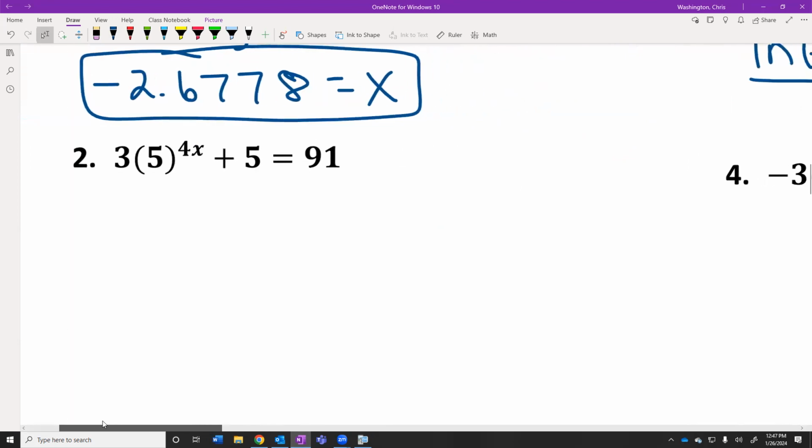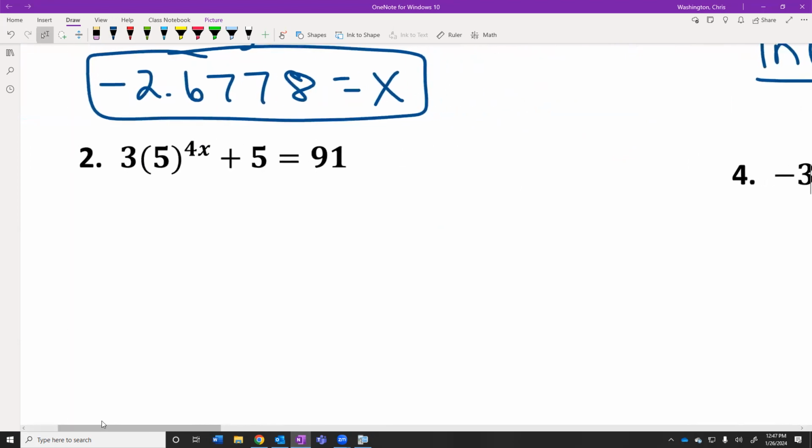All right, 2 more. Number 2, we have 3 times 5 raised to the 4x plus 5. Our first goal is to get the exponential by itself. That's the 5 raised to the 4x. We're looking at where the exponent is. So that base and that exponent we want by itself. Otherwise, I can't rewrite it as a logarithm. We want everything else on the other side of the equal sign.